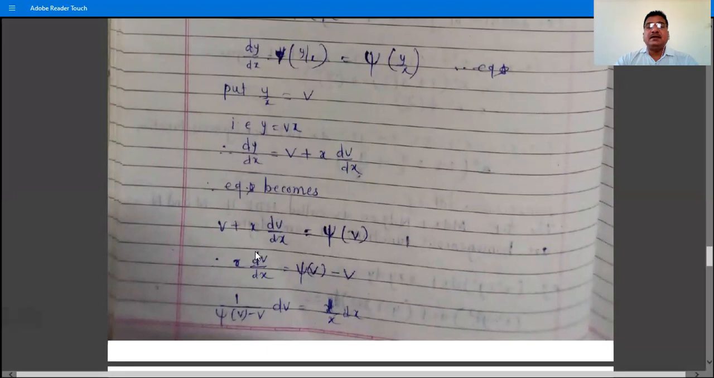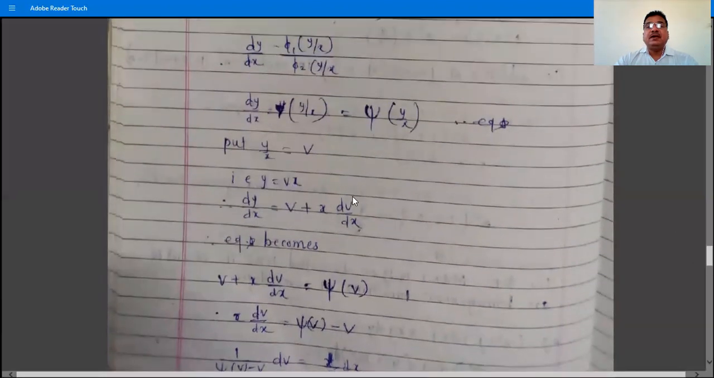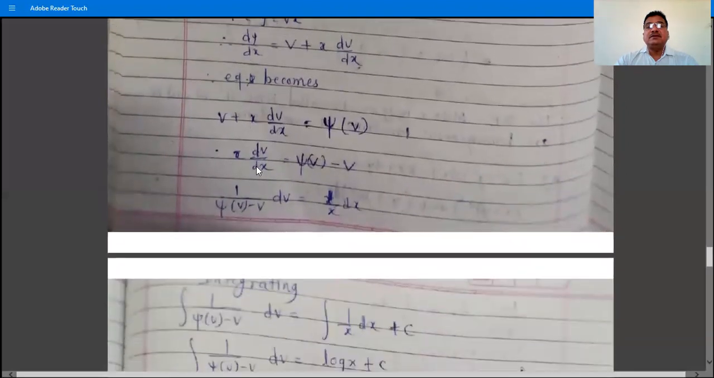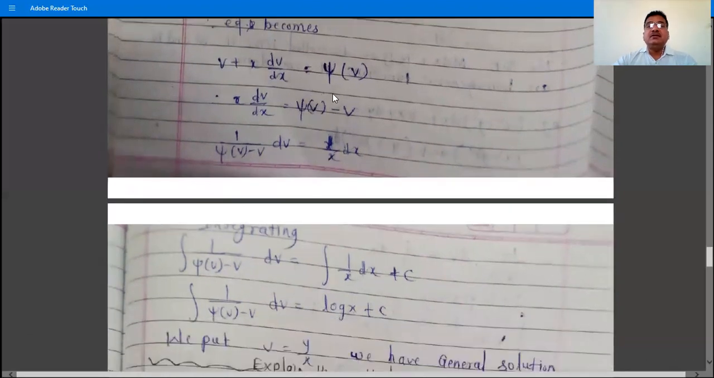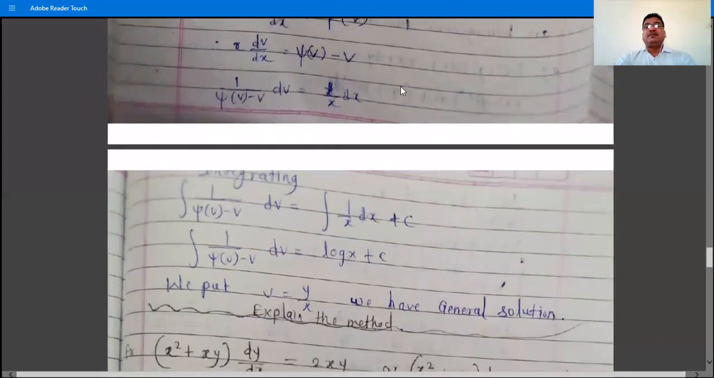So what we have is dy by dx, which is v plus x dv by dx, equal to psi of y by x, that means psi v. Then x dv by dx is equal to, shifting this v to the RHS, psi v minus v. Then shift this psi v minus v to the LHS. We have 1 by psi v minus v dv is equal to 1 by x dx. Shift this x to the RHS and this dx to the RHS also, so x becomes divided by x and dx is multiplied. And so now it is in variable separable form.